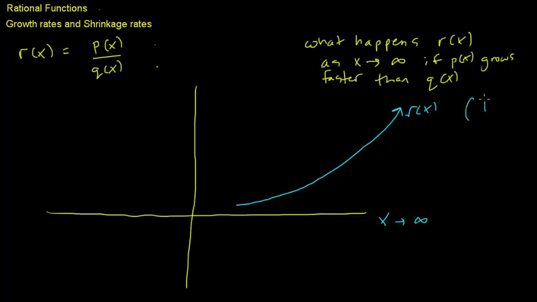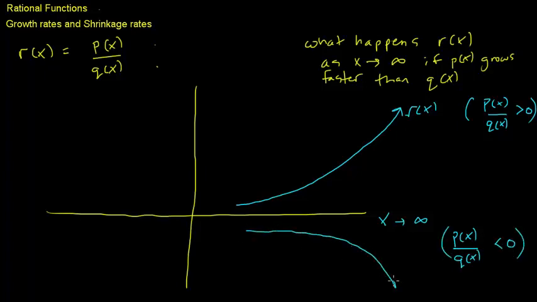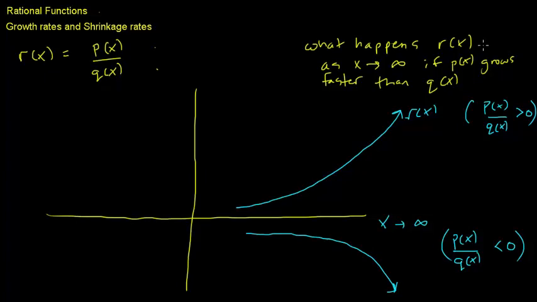Now this, of course, is the case where p of x divided by q of x is greater than 0. But if, for example, p of x is growing faster but it's negative, then we could have the situation where our function grows down towards negative infinity. And that's another perfectly valid way to think about growth. Growing towards negative infinity or growing towards positive infinity are really two types of growth. Alright, so that's what happens if p of x is growing faster than q of x.